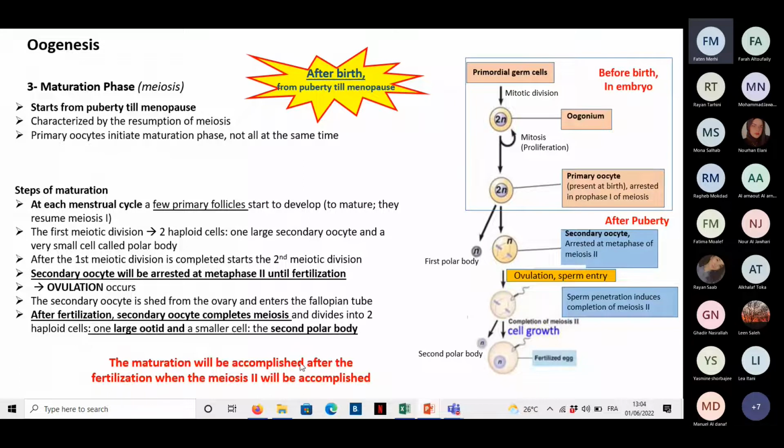So the accomplishment of the meiosis is conditioned by the fertilization. If there is no fertilization, there will not be accomplishment of the meiosis. And as I said, the cell will keep on being arrested at metaphase 2, and then it will die. Okay.